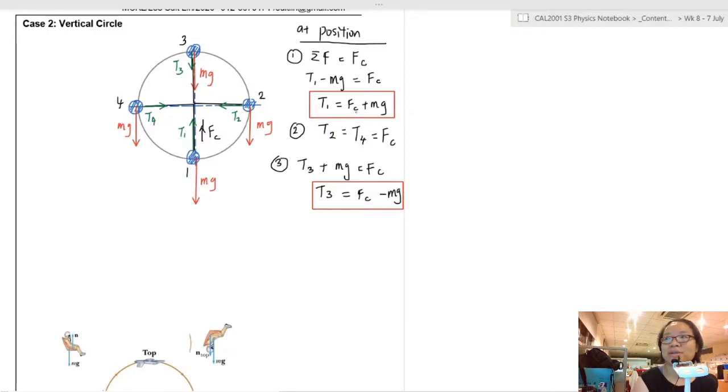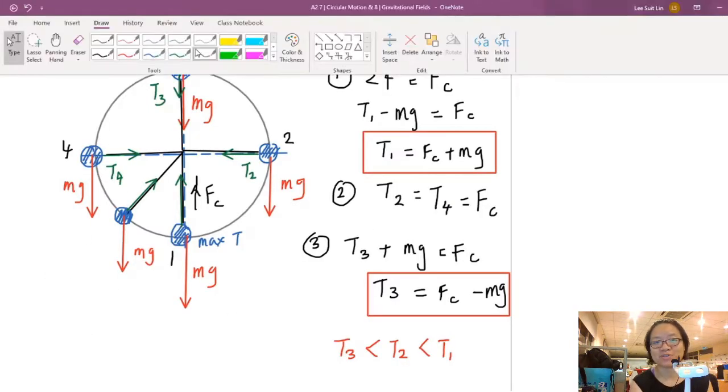So that's why the tension at the top is the lowest. The bottom is the highest because tension needs to provide centripetal force and support weight. At the highest position, tension can chill a bit, T3, because weight will help provide centripetal force.